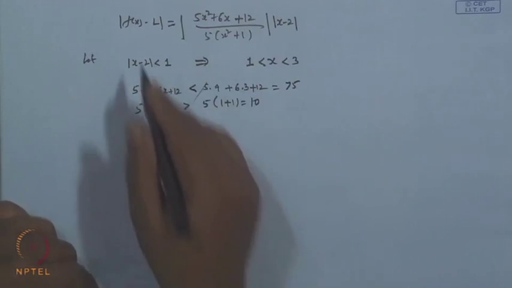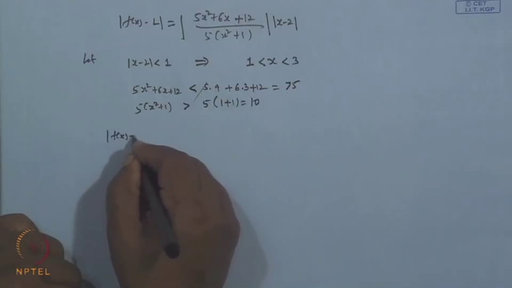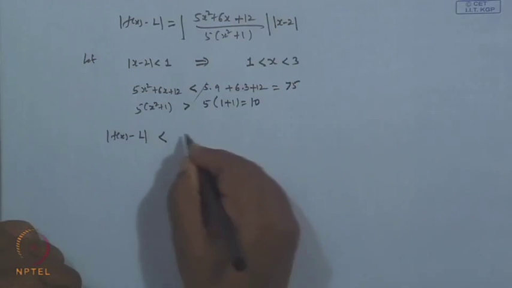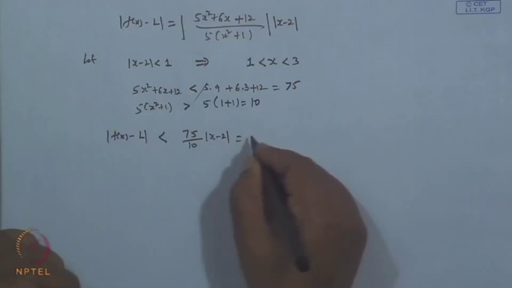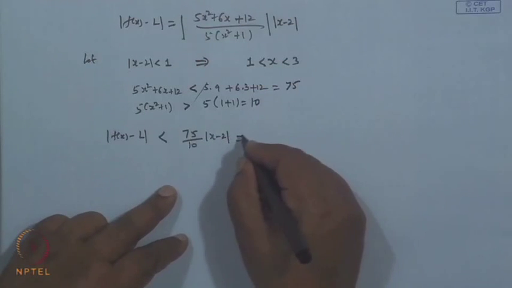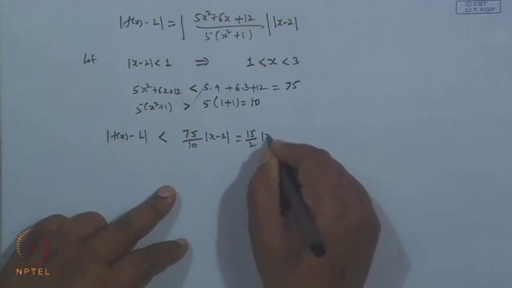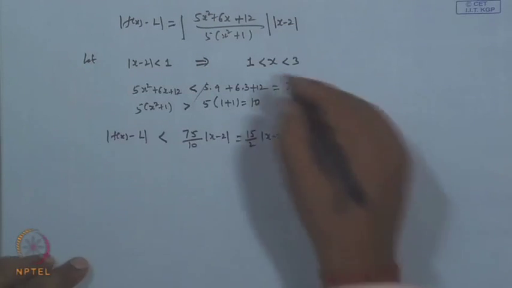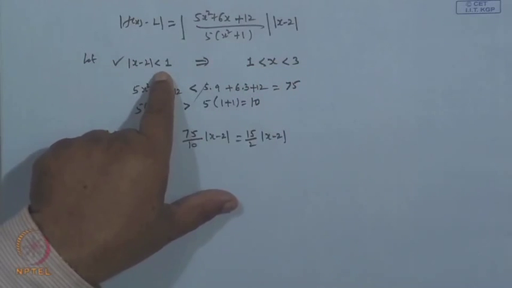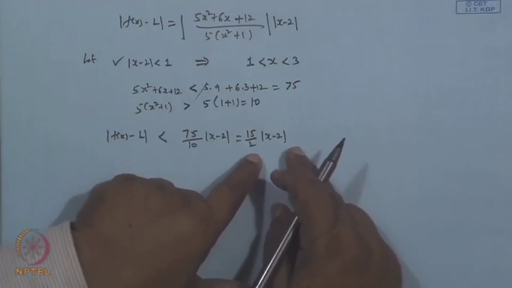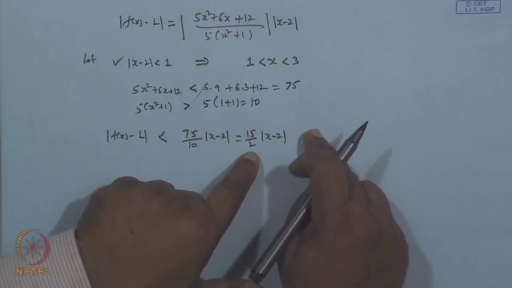It means |f(x) − L| can be made less than 75 by 10 |x − 2|, that is equal to what? It is nothing but 15 by 2 |x − 2|. So, the first bound we have written like this, that is delta 1 you can say. The second bound we will start from here, because this entire thing we want to be less than epsilon.